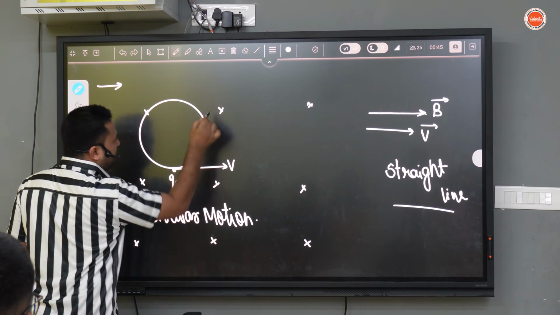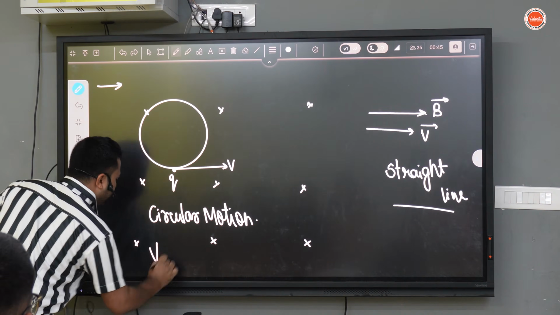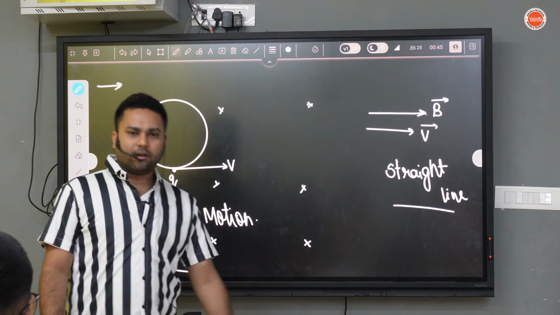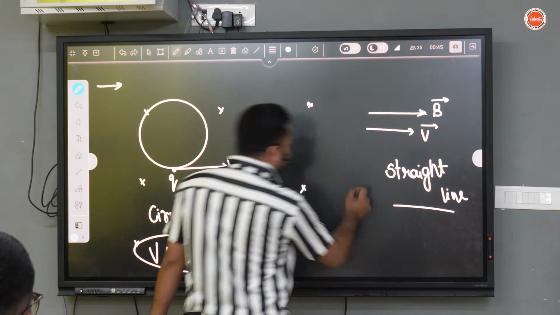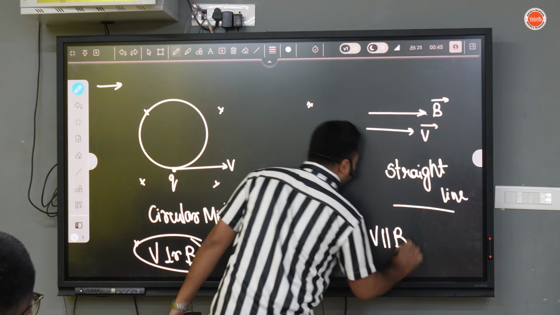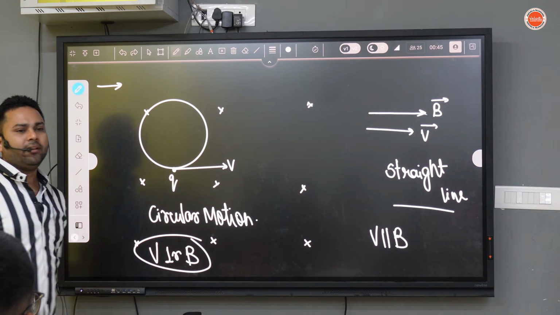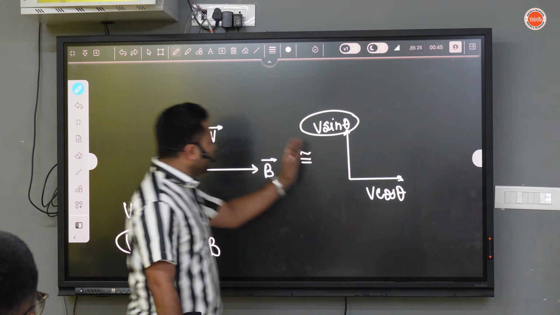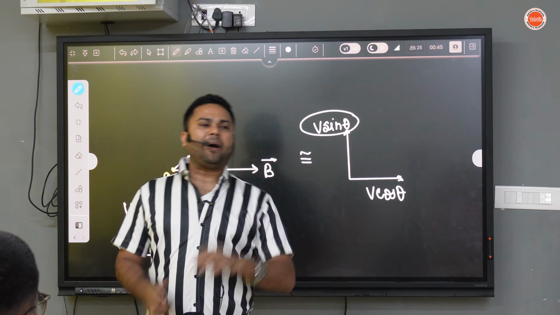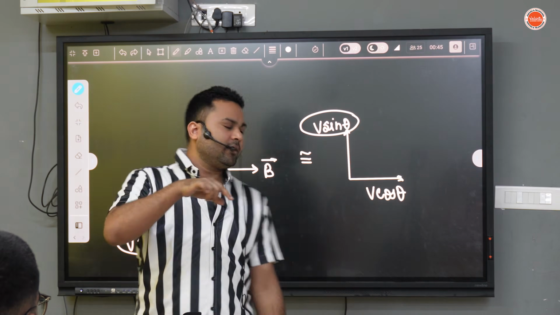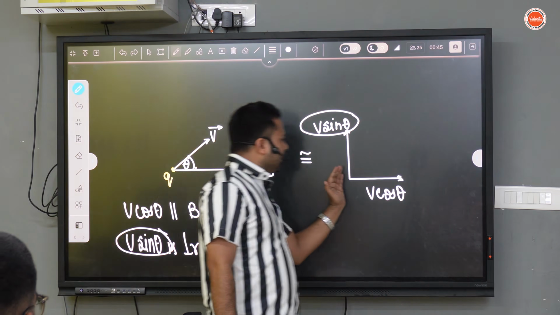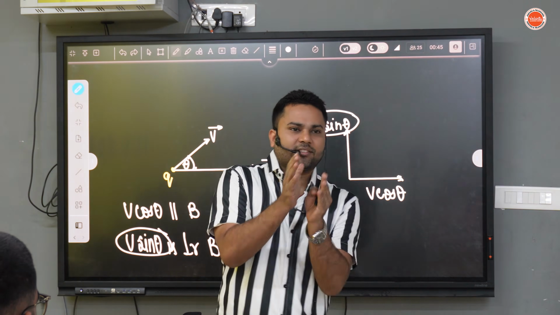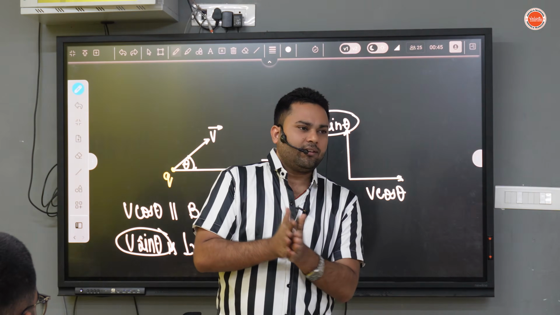When the velocity is perpendicular to the magnetic field, the particle executes circular motion. When the velocity is parallel to the magnetic field, the particle executes straight line motion. Now here, due to the component v sin theta, the particle will execute circular motion, and due to v cos theta, the particle will also execute straight line motion. Now circle plus straight line, what kind of motion can you expect?